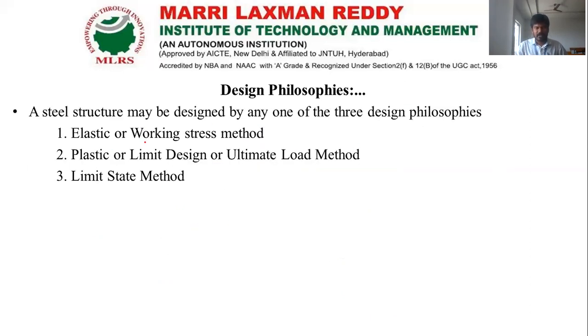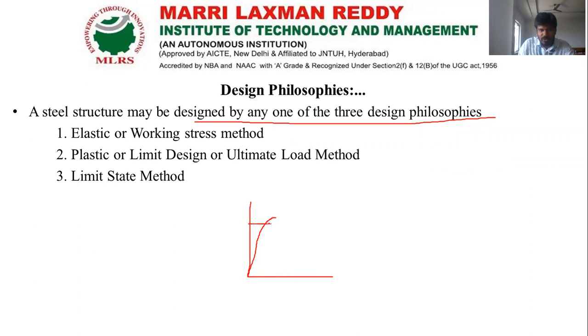Next, steel structures may be designed by any one of three design philosophies. As per RCC design, we have three criteria: working stress method, ultimate load method, and limit state method. In the same way we have them in steel design. The working stress method is only with respect to the elastic nature, so the material behavior should stay within the elastic limit itself.